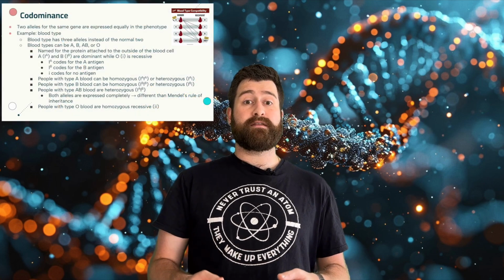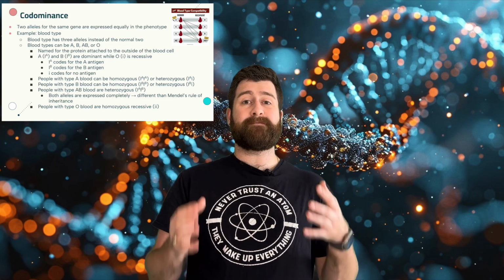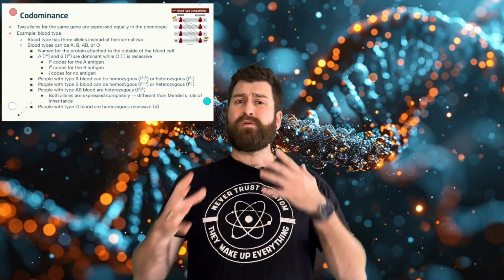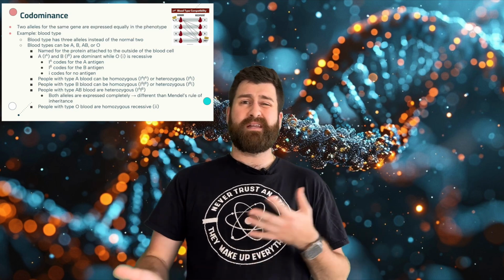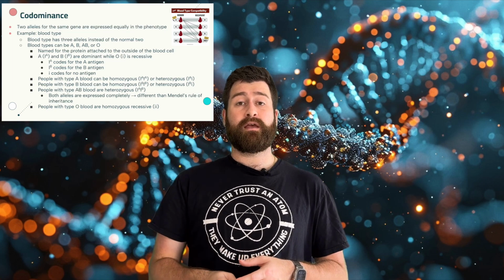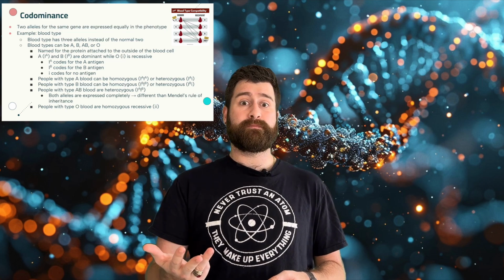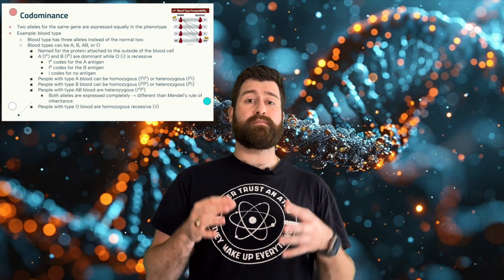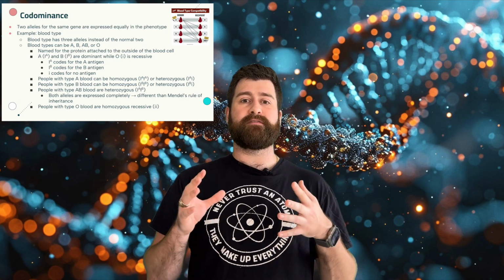In codominance, there are two alleles for the same gene that are expressed equally in the phenotype. An example of this includes blood type. Now, normally, genes only have two alleles, but blood type is a little weird where it has three alleles instead of the normal two. Blood types can be A, B, AB, or O. And these types are named for the proteins that are attached to the outside of the blood cell.